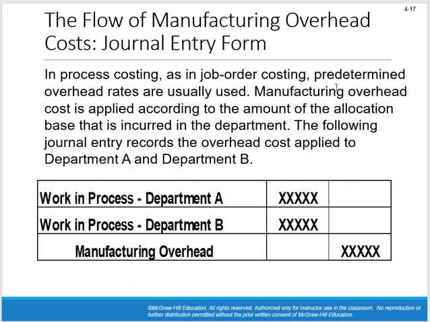Manufacturing overhead cost is applied according to the amount of the allocation base that is incurred in the department. The following journal entry records the overhead cost applied to Department A and Department B. So again, we're debiting WIP Department A, debit WIP Department B, and credit manufacturing overhead.